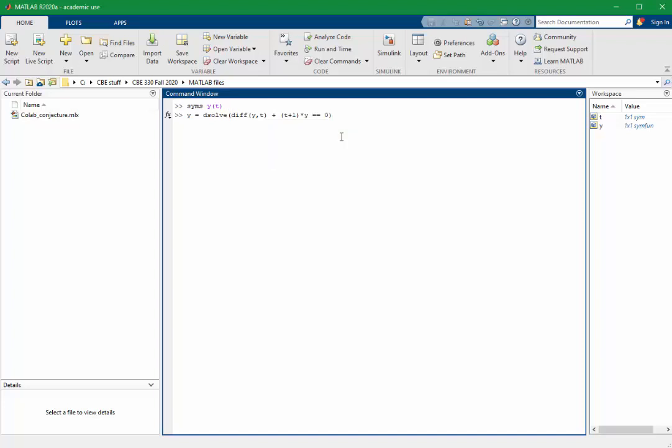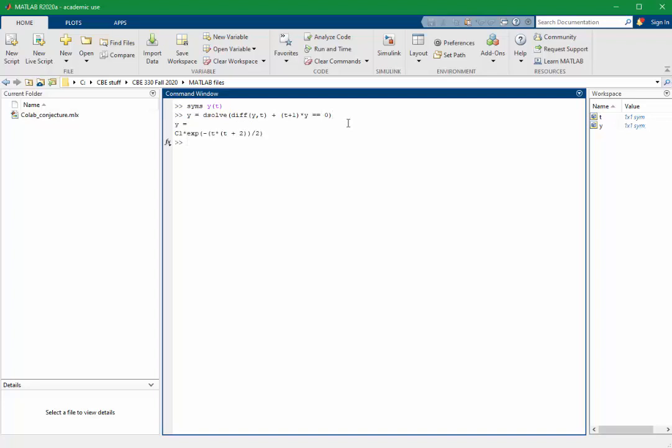Notice a couple of important elements of the syntax here. Diff y t is the derivative of y with respect to t. And remember that in MATLAB, the double equal sign represents the equal sign, because in MATLAB, the equal sign is the assignment operator. It's something different. When we're writing an equation, we always want to use the double equal sign.